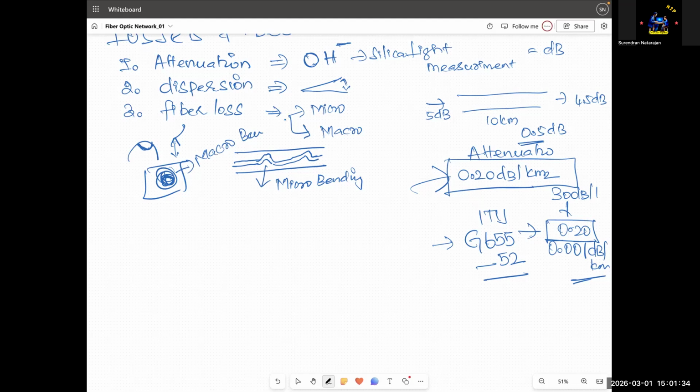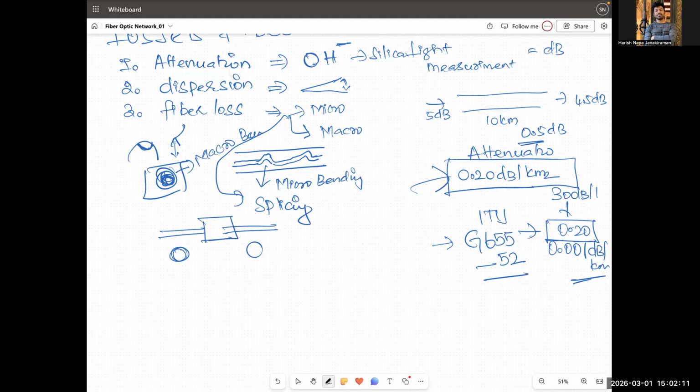And then another one is splice loss. Splicing. What is splicing? For example, I want to run a fiber from one city to another city. The road length is 40 kilometers. Is it possible to manufacture one single fiber cable for 40 kilometers? No. So you need to prepare piece by piece. After that, it will be one drum, another drum. So you need to join these two fibers, right? You need to connect the two fibers, couple them.